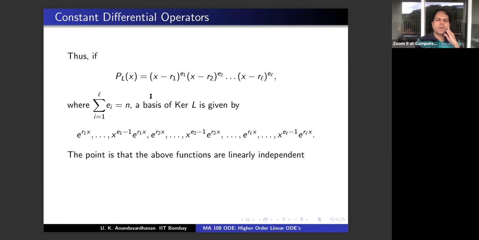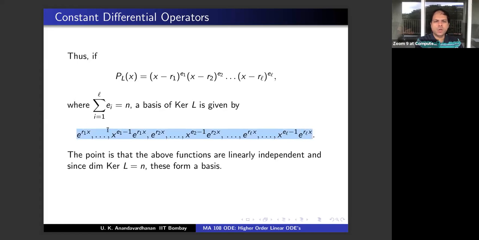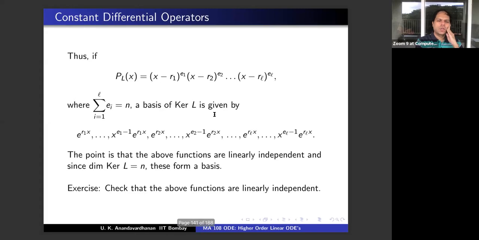So the point is that these functions are linearly independent. You have to check that this whole thing together is linearly independent, which will be helped by multiplication by x when repetitions are there, and R1 and R2 are different. All these put together, you can verify that these are linearly independent, and therefore you have got a basis. So this you should check. I leave it to you as a linear algebra exercise.